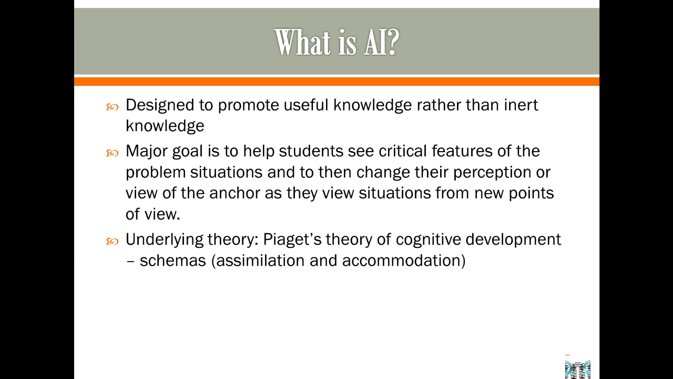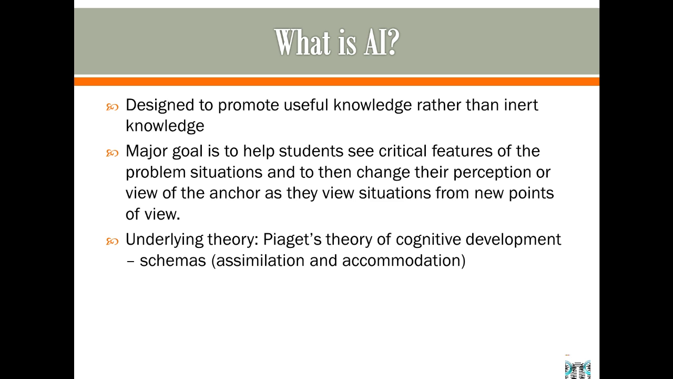Now, the underlying theory is Piaget's theory of cognitive development. This proposes that humans cannot be given information which they immediately understand and use. Instead, humans must construct their own knowledge. They build their knowledge through experience. It's the experiences that enable them to create schemas, which are mental models in their heads. These schemas are changed, enlarged, and made more sophisticated through two complementary processes, which are assimilation and accommodation.